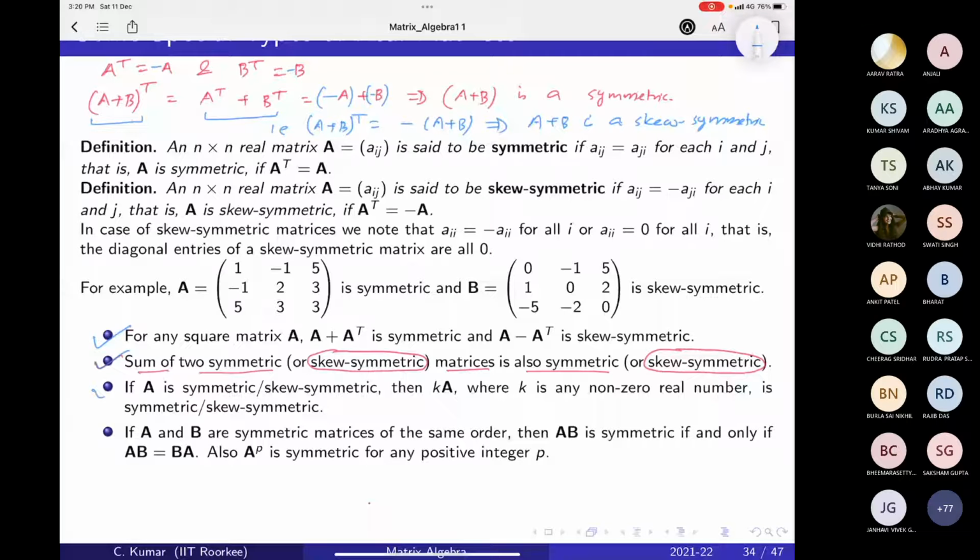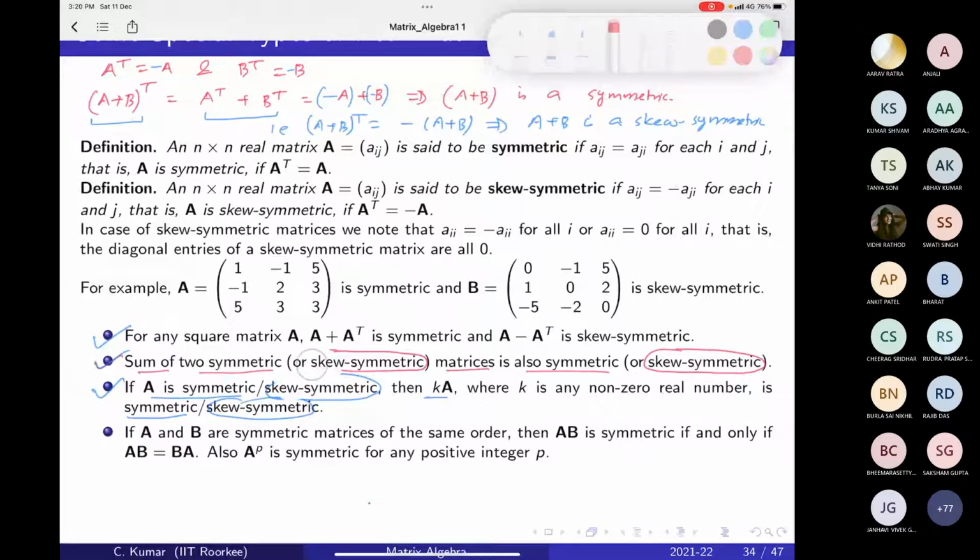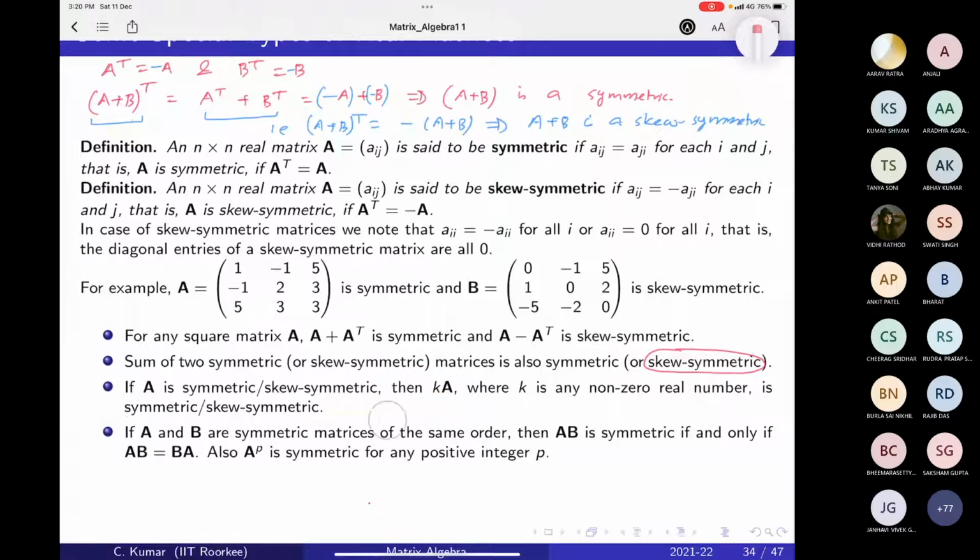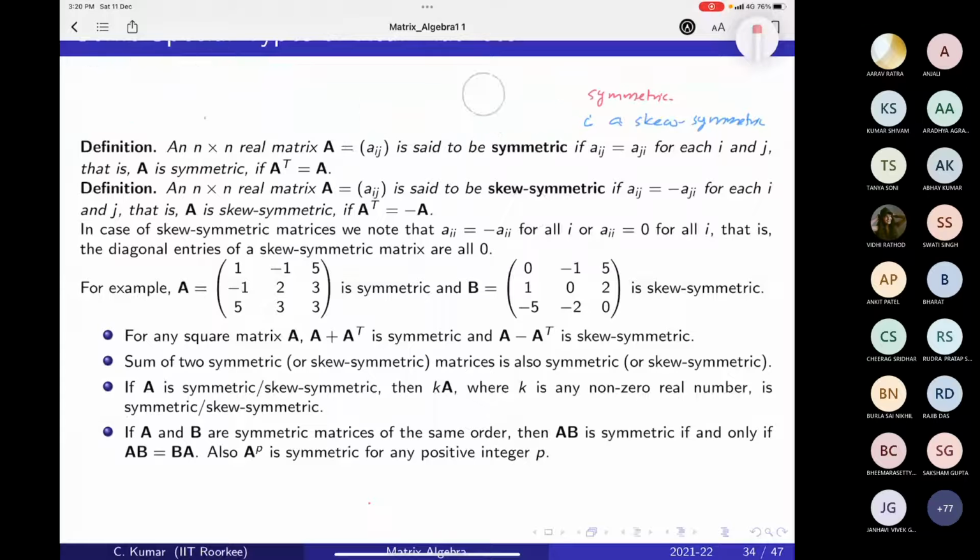Now let us go to the third one. If A is symmetric, then constant times A is a symmetric matrix. And if A is skew symmetric, then constant times A is skew symmetric. Okay, so this is also very easy to prove. Let me erase this and then I can write the proof here.